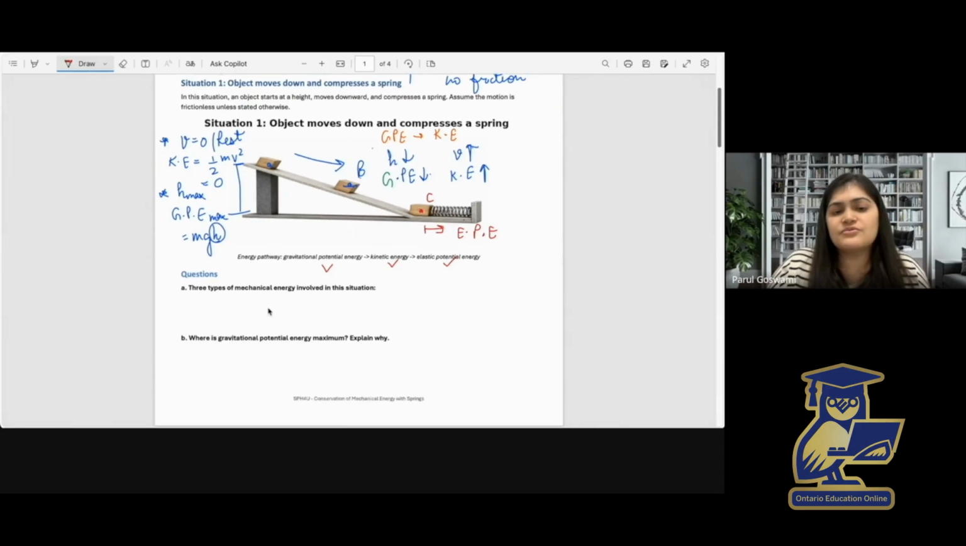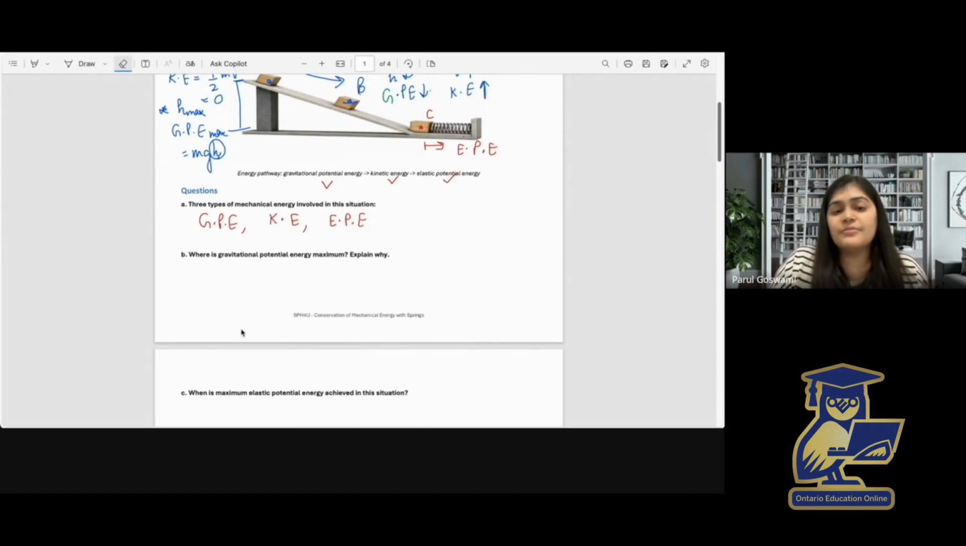Three types of mechanical energy are involved in this situation, as we have discussed earlier: gravitational potential energy, GPE, kinetic energy, KE, and EPE, which is elastic potential energy. Part B: where is the gravitational potential energy maximum?